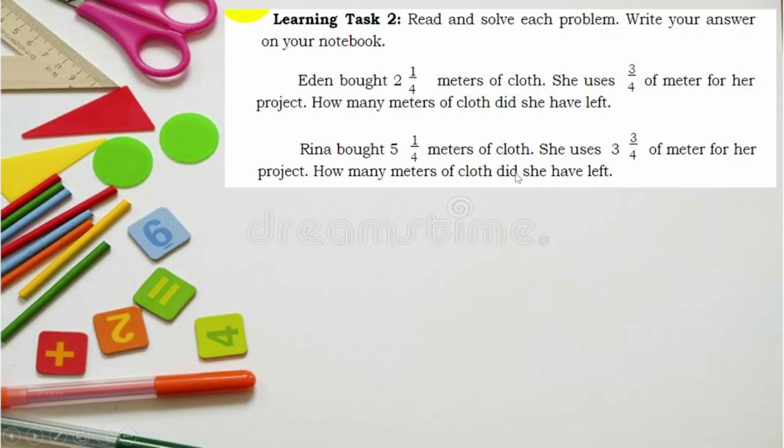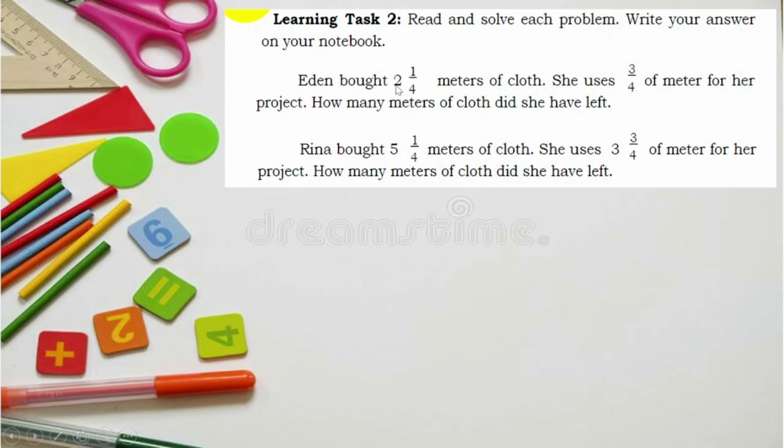Learning task 2. Read and solve each problem. Write your answer in your notebook. Eden bought 2 and 1/4 meters of cloth. She uses 3/4 of a meter for her project. How many meters of cloth did she have left? So, dito you're going to subtract. Okay? 2 and 1/4 minus 3/4. So, kung makikita nyo, they have the same denominator. Okay? Kung the same ang denominator nila, magre-regroup na lang kayo dito para pwedeng i-minus si 1 and 3.